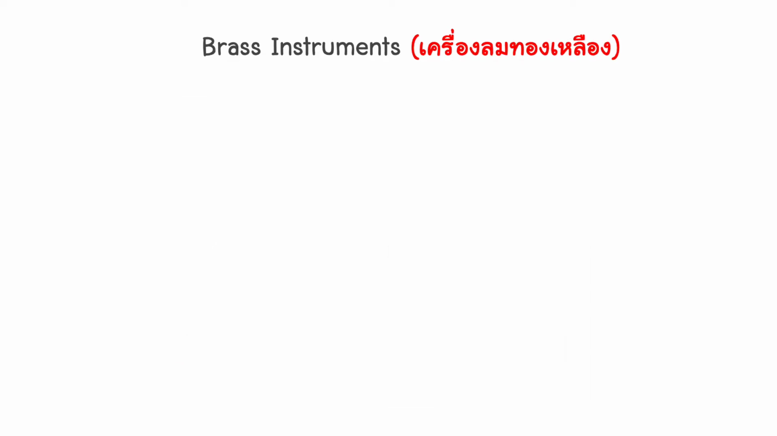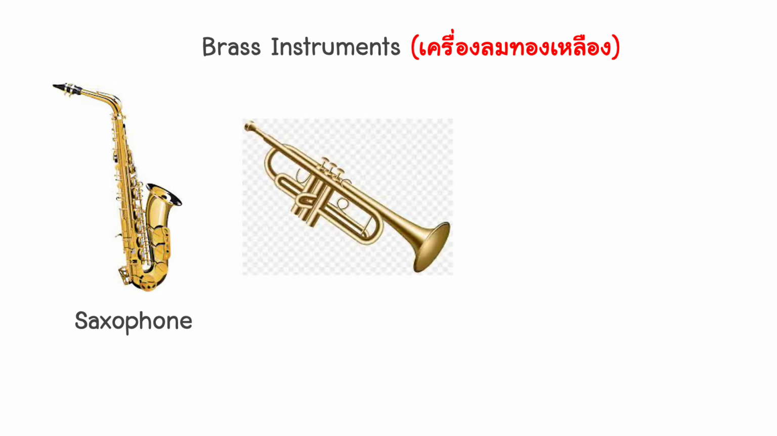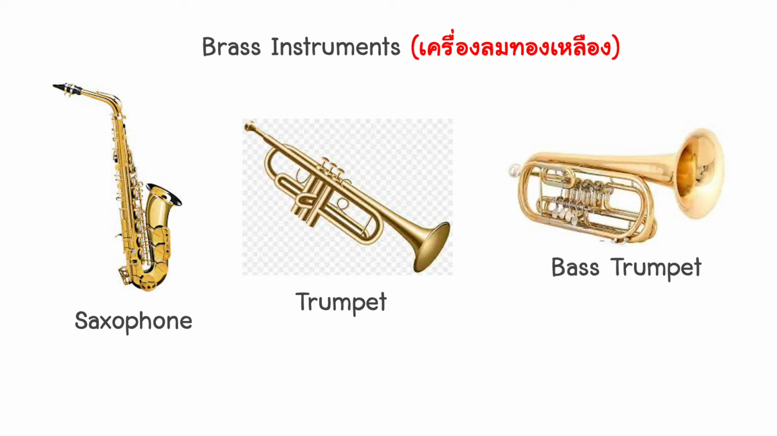And then we have also brass instruments. And what are those brass instruments? These are the saxophone, and we have also the trumpet, and then also the bass trumpet, with a big, loud voice that comes from this trumpet. So these are the brass instruments, another category of instruments.